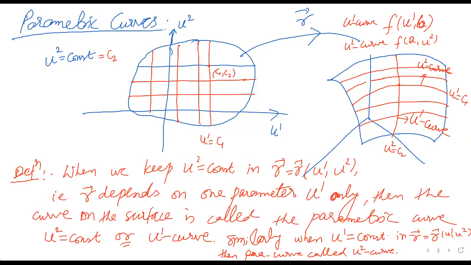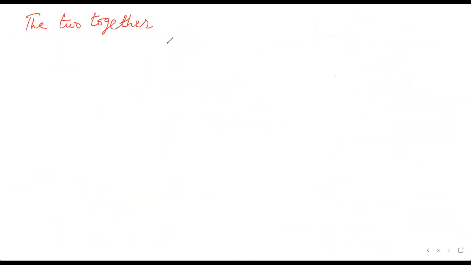Similarly, when u1 is constant, the parametric curve is called the u2 curve, and the two together are called parametric curves on the surface. Did you write it? Yes sir. The two together are called the parametric curves on the surface.